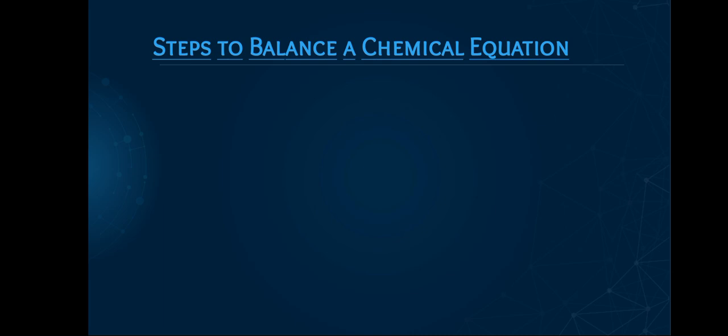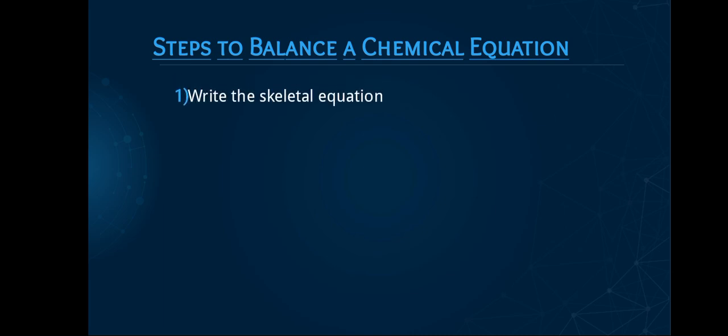Now let us see how to balance an unbalanced chemical equation. Why do we need to balance the unbalanced chemical equation? Because we need to follow the law of conservation of mass, which states that mass is neither created nor destroyed in a chemical reaction. To follow the law of conservation of mass, we have to convert the unbalanced chemical equation into a balanced chemical equation. Now let's see the steps to do it.